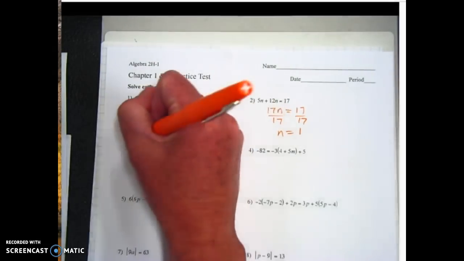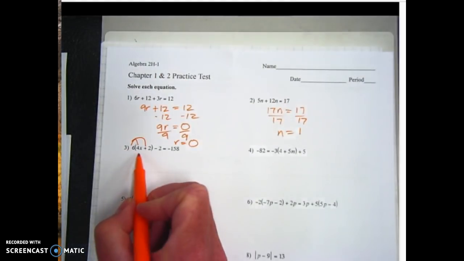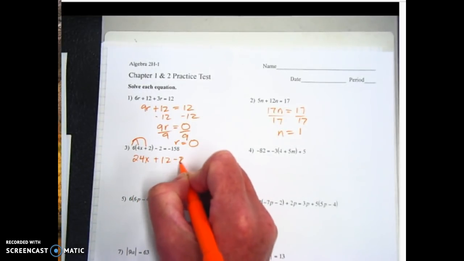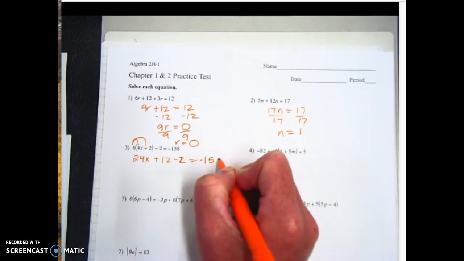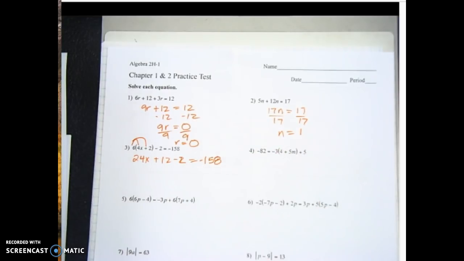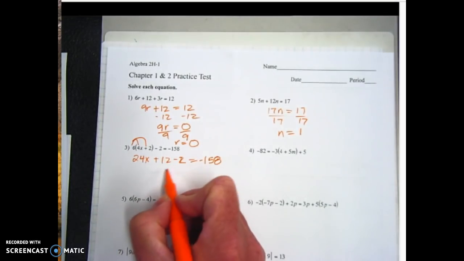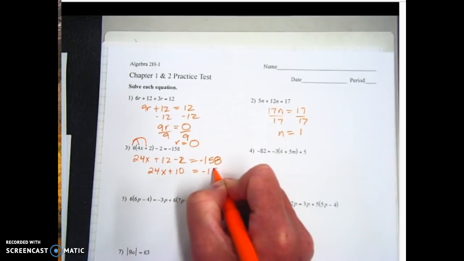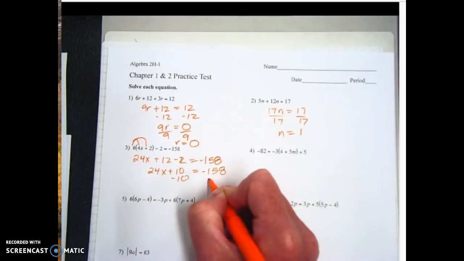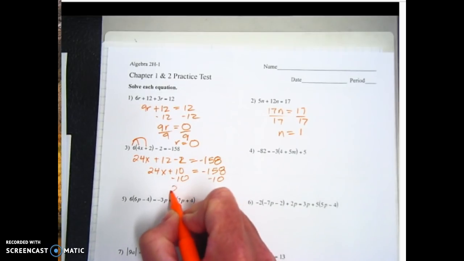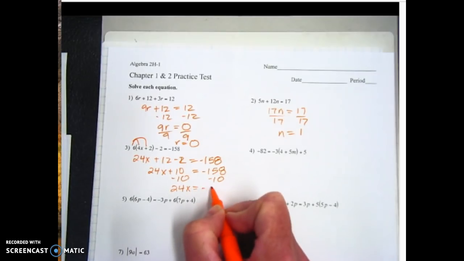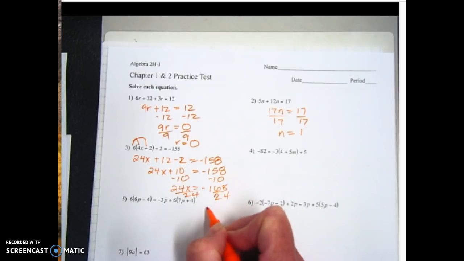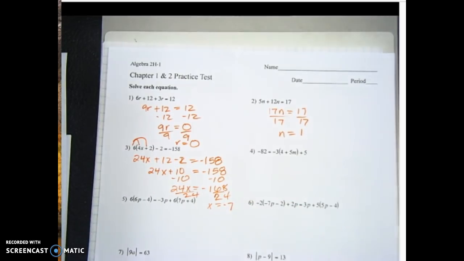All right, number 3. On the left, we've got some distributing to do. So draw your rainbows if you need to. 6 times 4x is 24x. 6 times 2 is 12. Bring down the rest. And then you've got some combining like terms to do. So 12 minus 2 is going to be 24x plus 10. Subtract the 10 from both sides. And then you have 24x equals negative 168. When you divide both sides by 24, you actually get negative 7. Check it on your calculator if you don't believe me.